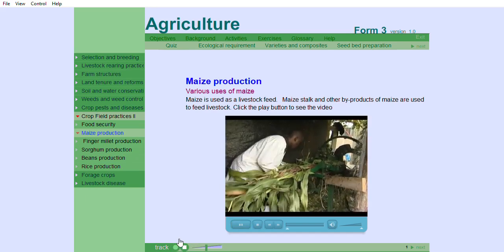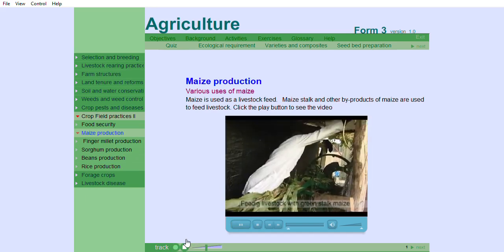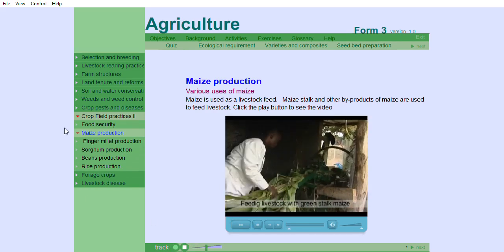Maize stalk and other byproducts of maize are used to feed livestock.